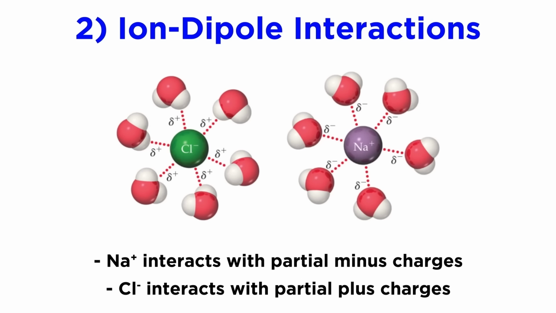So when sodium chloride dissolves in water, the sodium ions make ion-dipole interactions with the negative side of water's dipole, and the chloride ions make ion-dipole interactions with the positive side of water's dipole. Each ion can make several of these interactions, which are very energetically favorable, and this is why sodium chloride will dissociate in water in the first place.